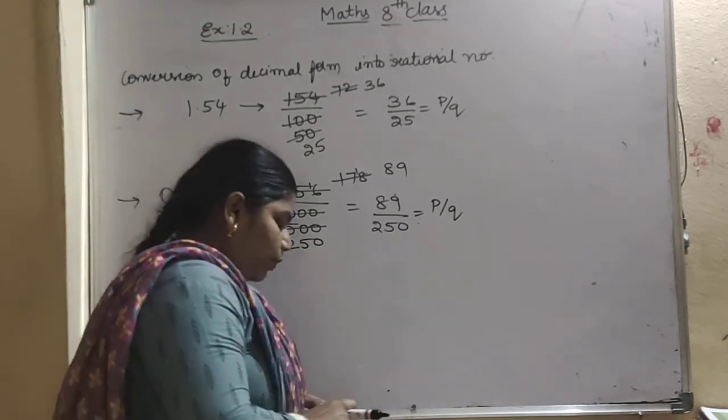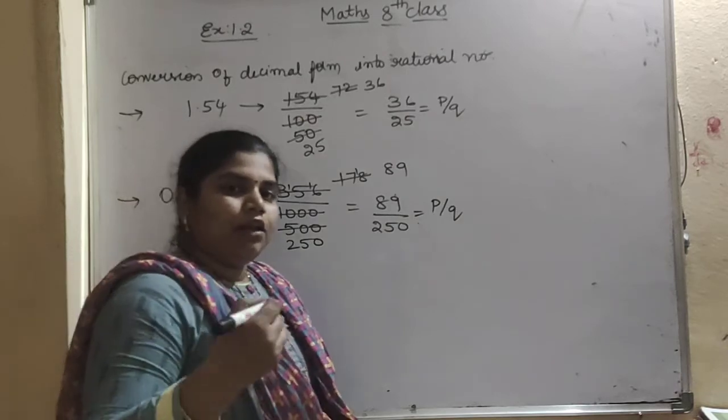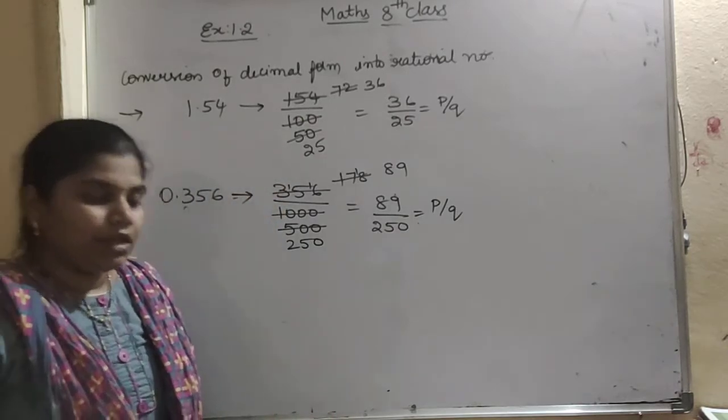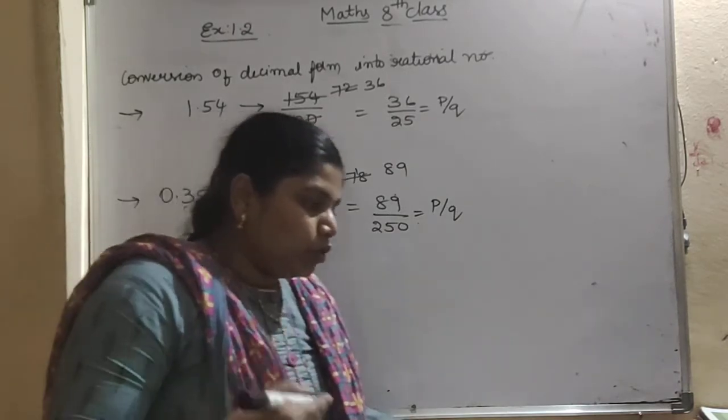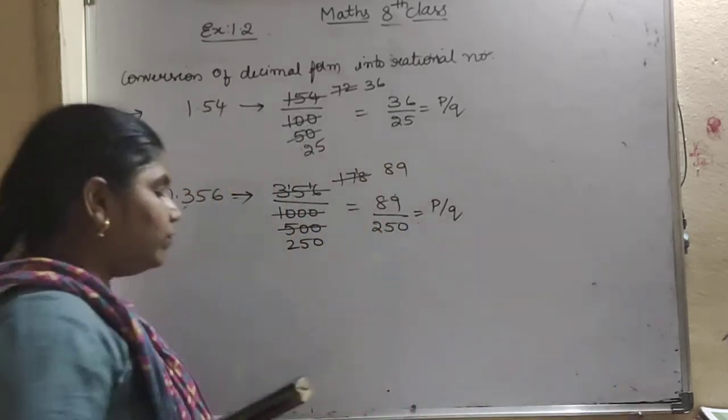Next is converting the recurring, non-terminating, repeating decimal into rational number. How to convert that we will see.